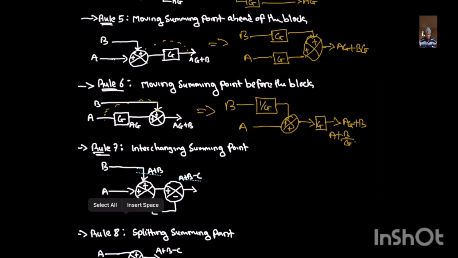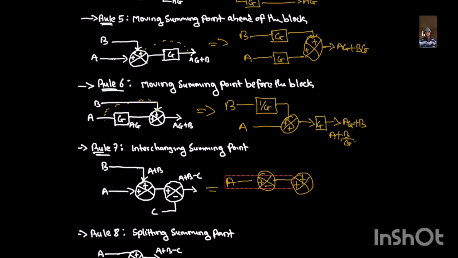Now for rule 7, we say interchanging summing points. For rule 7, interchanging summing points. So you can also say that interchanging summing point, we have A plus, minus, plus. So we want to interchange this summing point. So what we have here is A minus C because of this negative sign. And so this is the output, A plus B minus C. So you see that this one was over here and this one was there, so we interchanged it. We interchanged the summing points.